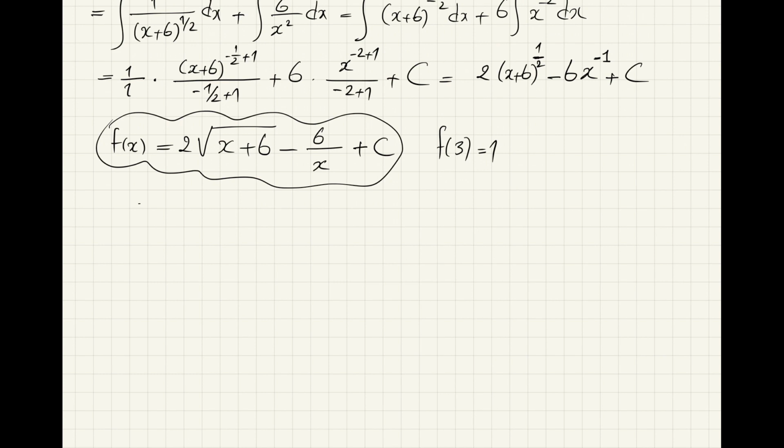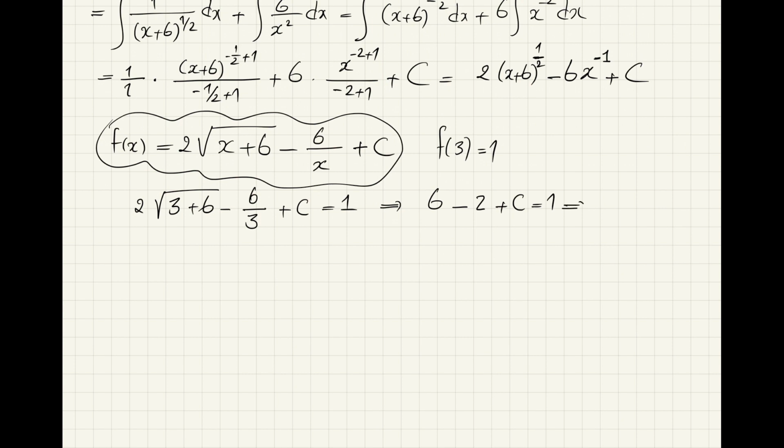How should I do? I replace every x here by 3. So then it becomes 2 square root of 3 plus 6, minus 6 over 3, plus c is equal to 1. Oh, sorry, this was not 9. This is 6. Yes? Okay, and then 3 plus 6 here. 3 plus 6 is 9. The square root of 9 is 3. And then if I multiply it by 2, it becomes 6. Yes? So this implies that I have 6 minus 6 over 3, and 6 over 3 is 2. So it becomes minus 2 plus c is equal to 1.